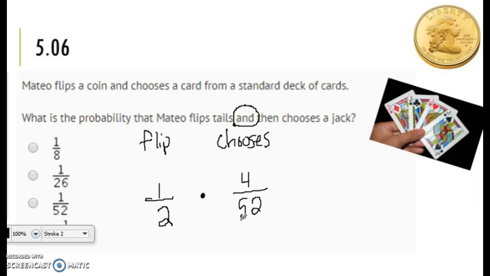And remember, if you have a good calculator, you can use the fraction button. And if you don't, you can just turn each of these into a decimal and then turn your answer options into a decimal as well. When I calculated it, I got 1 out of 26.